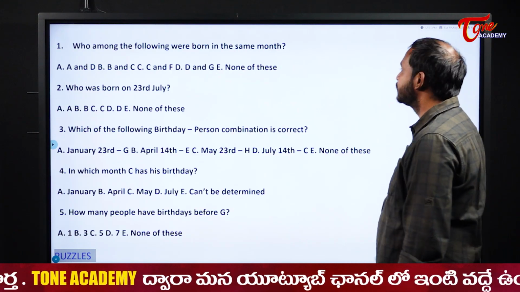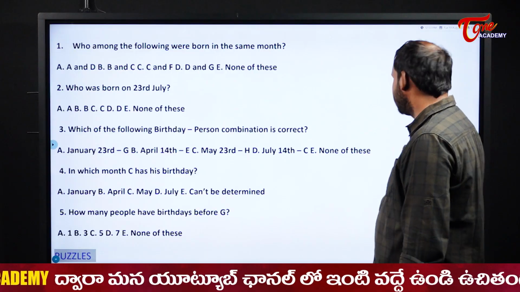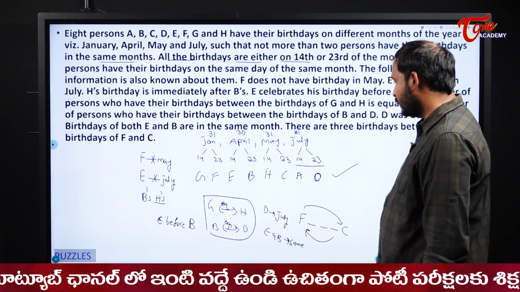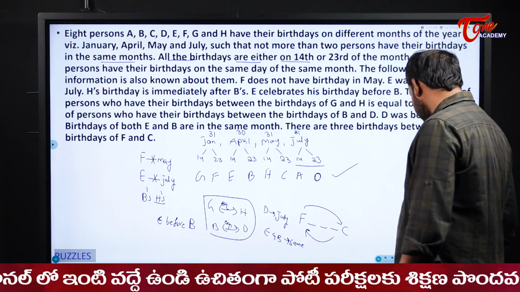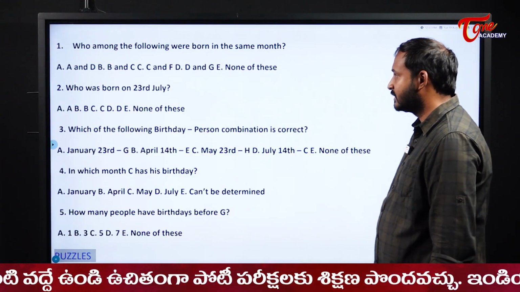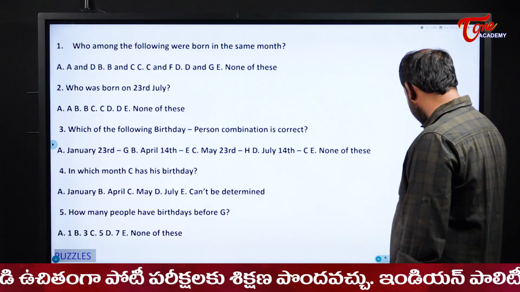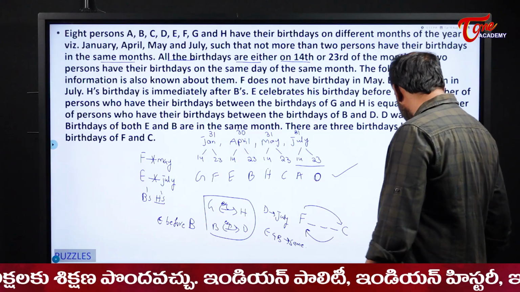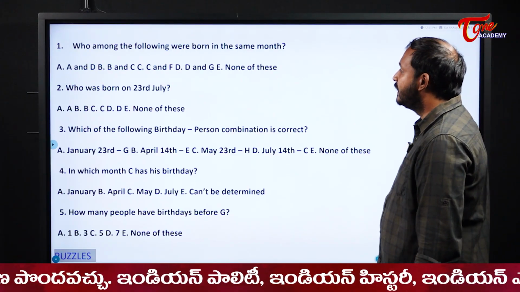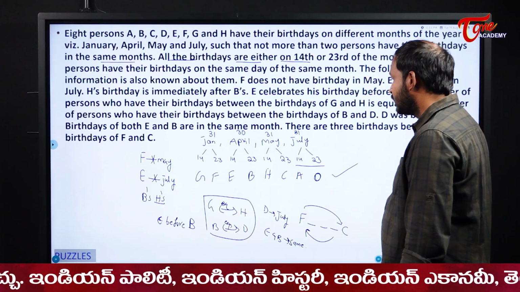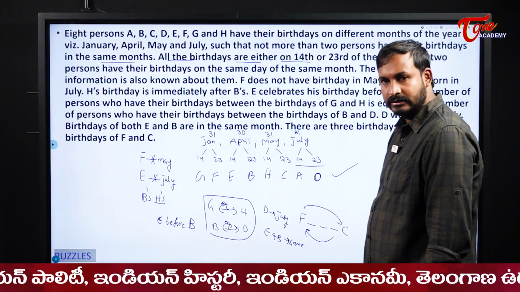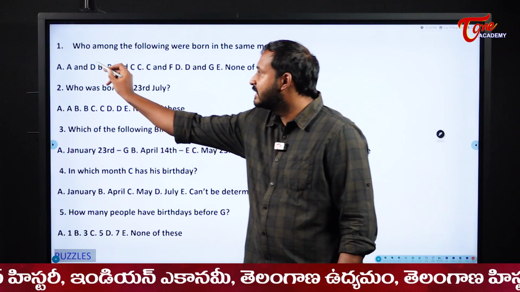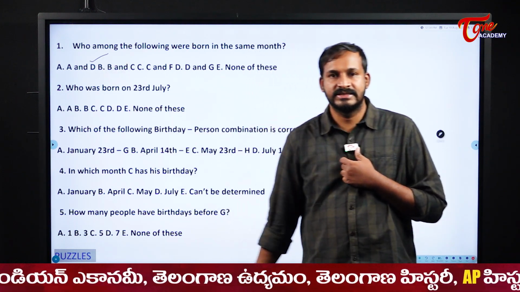Now we will see the questions, students. Who among the following were born in the same month? A and D. Yes, A and D were born in the same month. We will check the remaining options. B and C, no. C and F, no, not at all. D and G, no, not at all. So that one is also a wrong perception for us. So anyway, our answer is A and D were born in the same month.